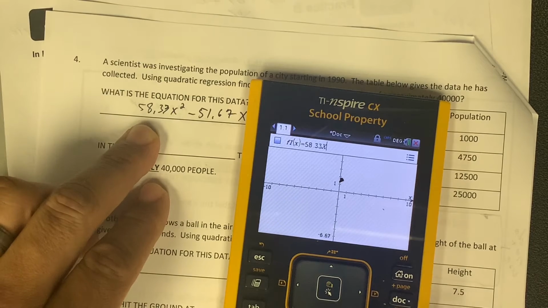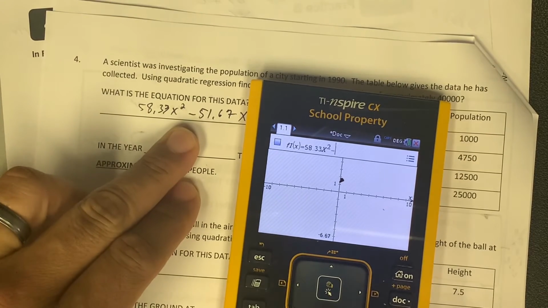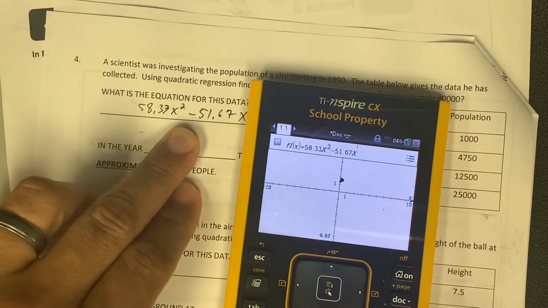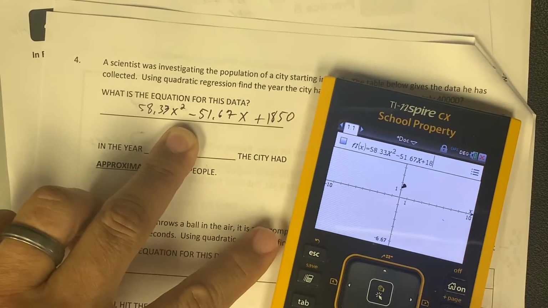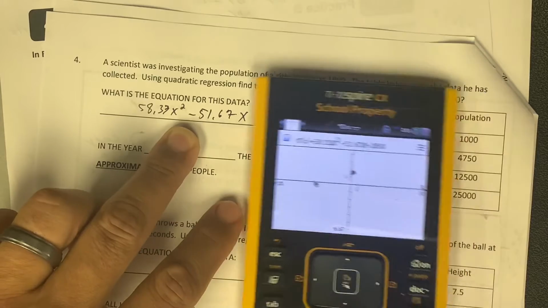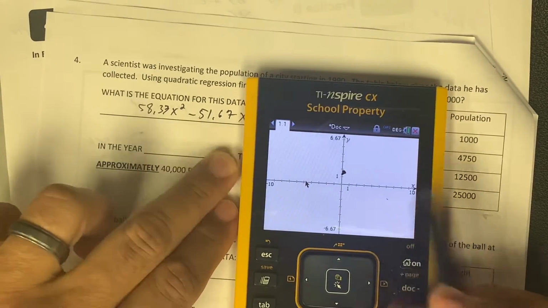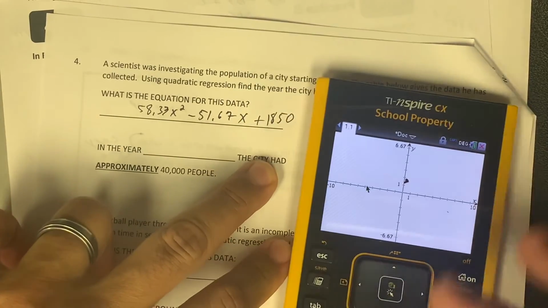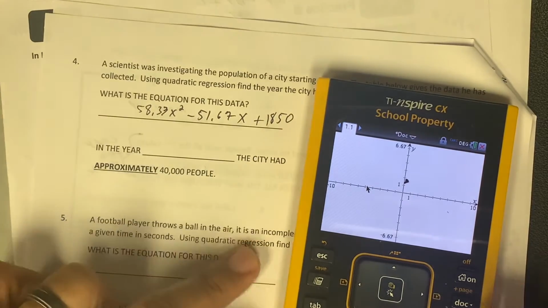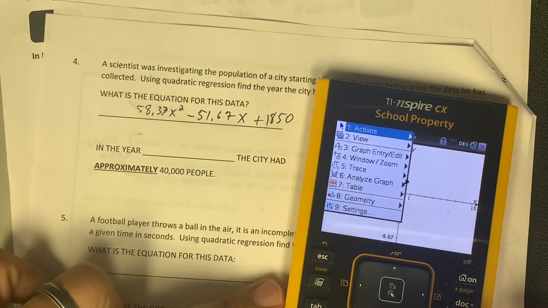Okay, so when I do a new graph, I just type this in, 58.33 x squared minus 51.67x plus 1850. It doesn't show anything, but that's because you added 1850. So that's way up there at 1850. But we can still get to the table.